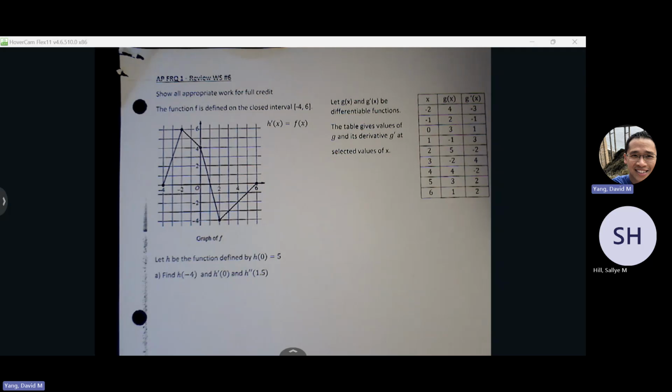But sometimes on the multiple choice, they would give you an f double prime graph. If they give you an f double prime graph, just remind yourself that anything above the x-axis is concave up, below is concave down, and all you can get from an f double prime graph is points of inflection and concave up and concave down intervals.